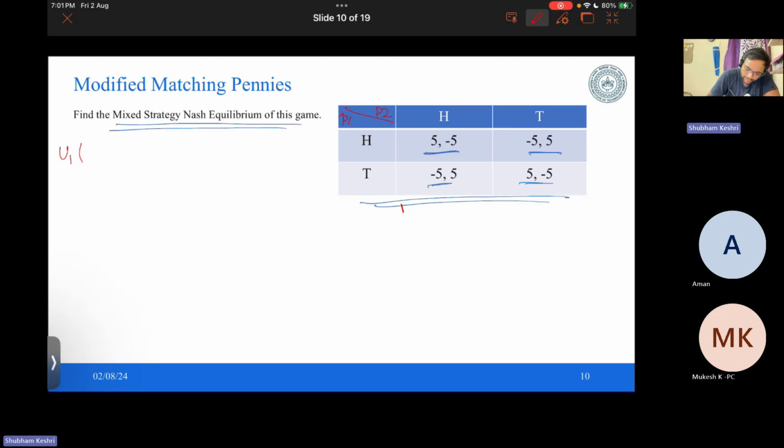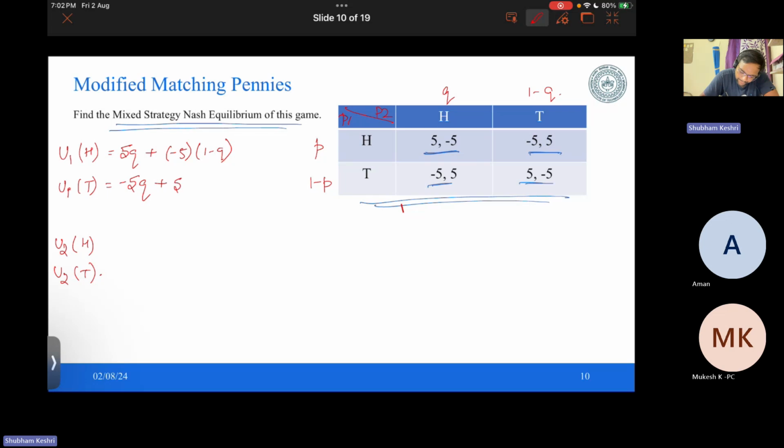So the utility of player 1 when he plays heads, and the utility of player 1 when he plays tails. This is P, 1 minus P, Q, and 1 minus Q. Similarly, the utility of player 2 when he plays heads, and when he plays tails. It will be 5 into q plus minus 5 into 1 minus q. Similarly, this will become minus 5 times q plus 5 times 1 minus q.